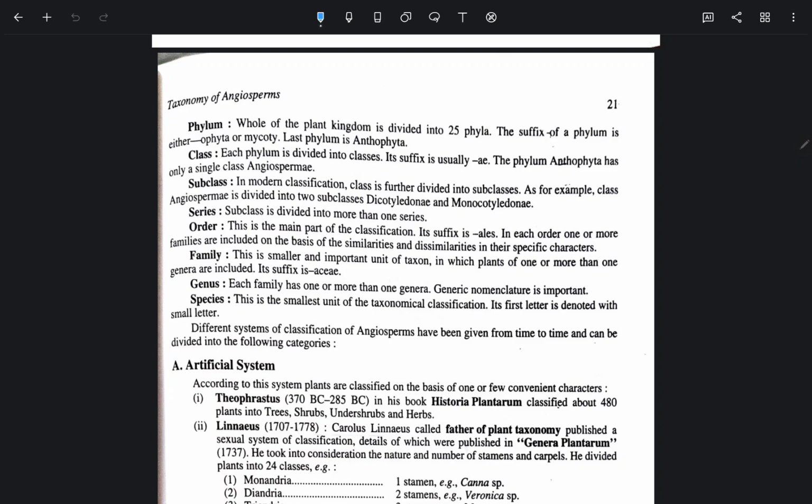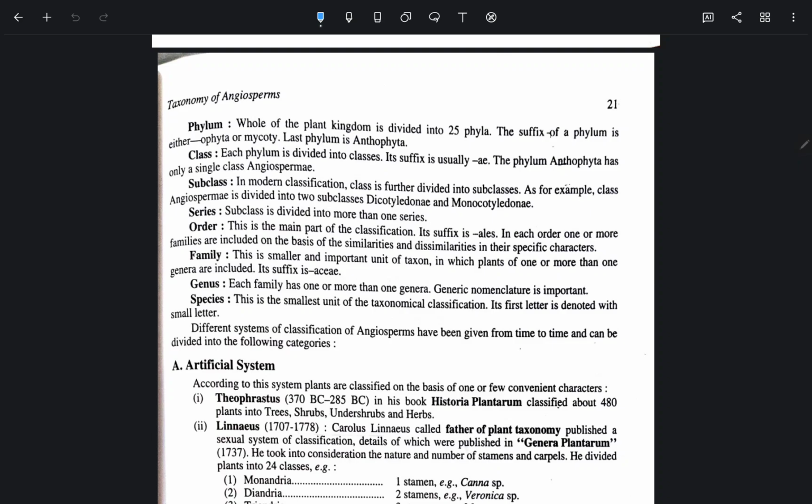Order. This is the main part of the classification. Its suffix is "ales". In each order, one or more families are included on the basis of the similarities and dissimilarities in their specific characters. Family: this is a smaller and important unit of taxon in which plants of one or more than one genera are included. Its suffix is "aceae".